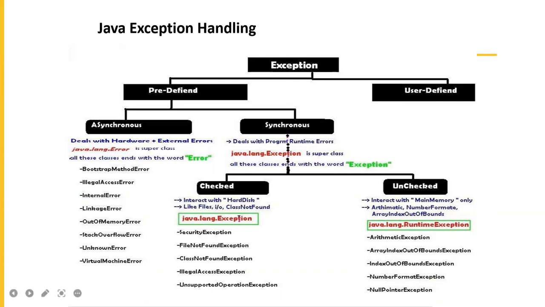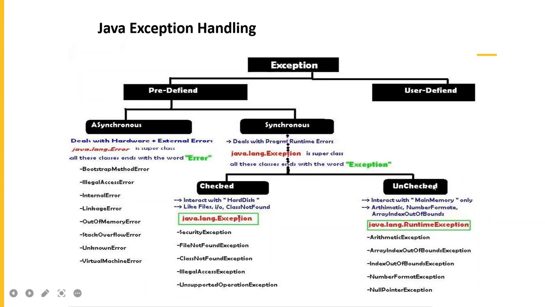So here I have given some checked exception examples, like security exception, file not found exception, class not found exception, illegal access exception, unsupported operation exception. These types of exceptions are examples of checked exceptions.